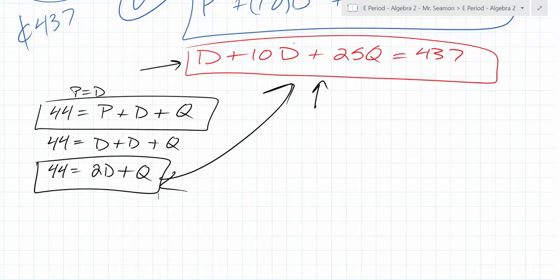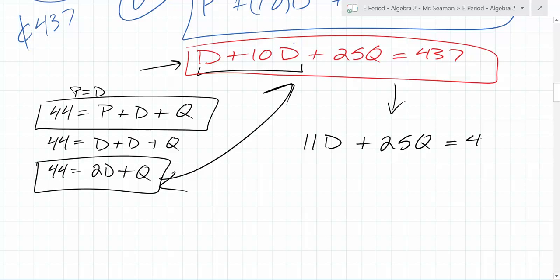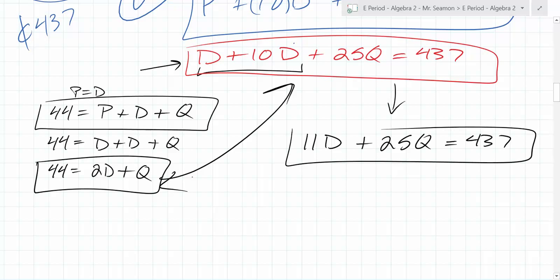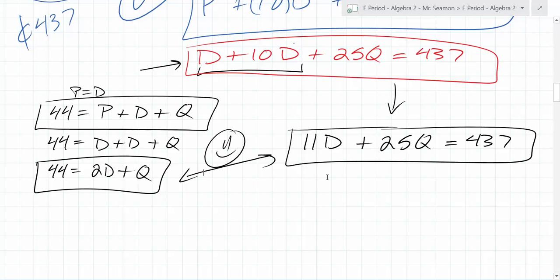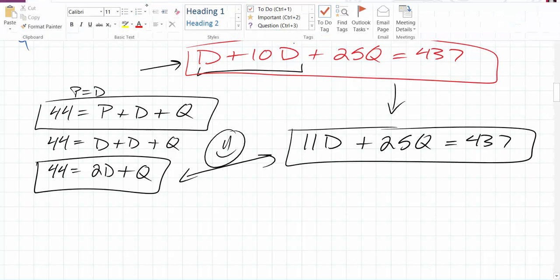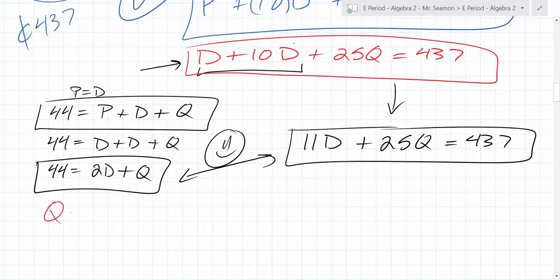Okay, if we simplify this, what do we end up with? How many D's do we have right here? 11 of them. 11D plus 25Q is equal to 437. So we have these 2 equations. We love these 2 right here. Yay! Makes us happy. Wonderful. So can someone raise their hand, I'll call on you. What does Q equal over here?